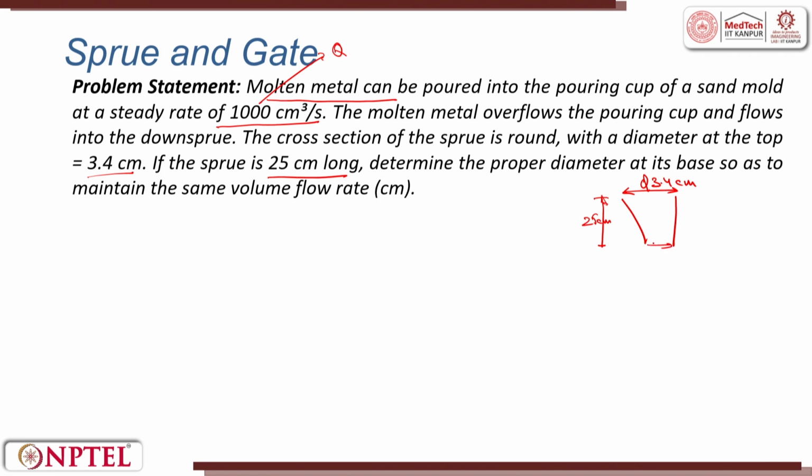We need to find this diameter. Phi is required, that is question mark. This you can calculate using the similar setup. You will use the continuity equation. Q is equal to A1 V1 is equal to A2 V2. This part would be used. You will find the value of V1 from here.